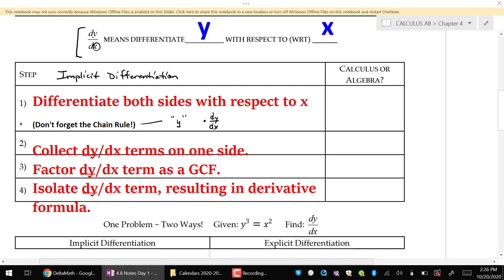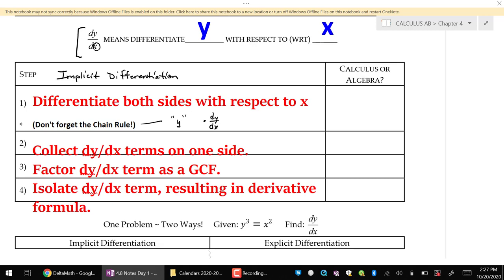Once we've done that, we're going to have dy/dx in the formula, and we want to collect the dy/dx terms on one side of the equation. Step 3, factor out the dy/dx term as a greatest common factor. And then finally, step 4, we would then isolate dy/dx, which would give us a resulting formula for the slopes, essentially the derivative with respect to x.